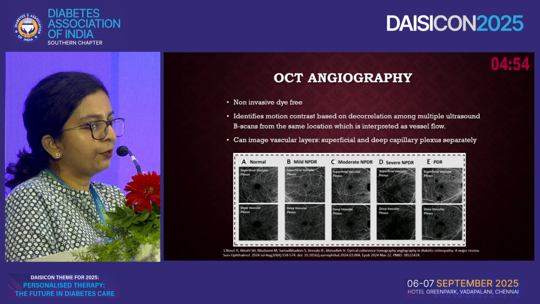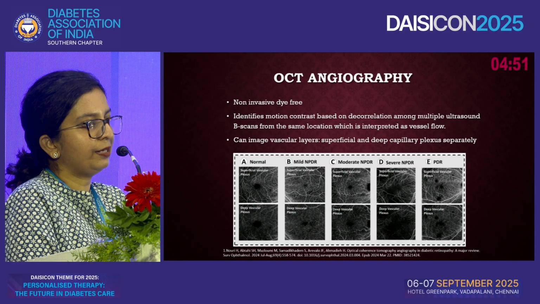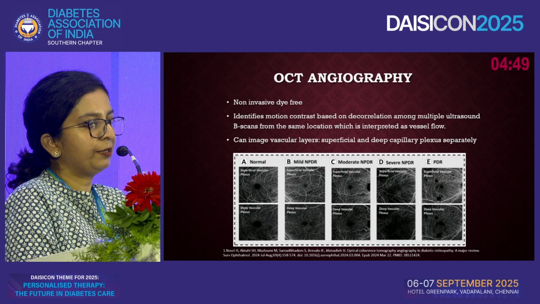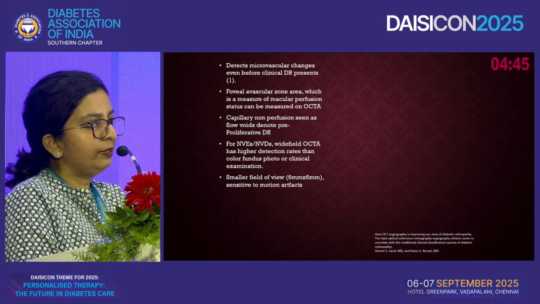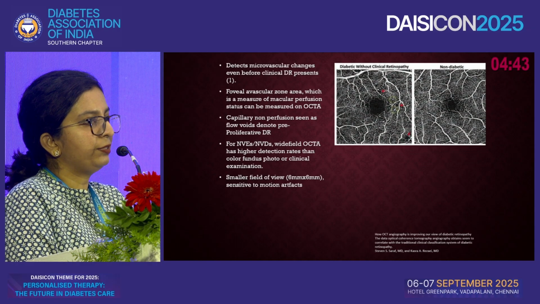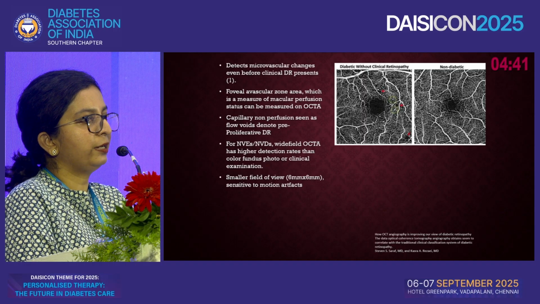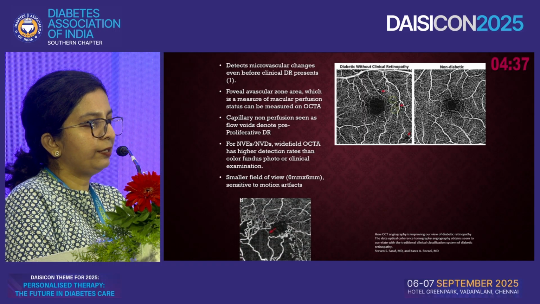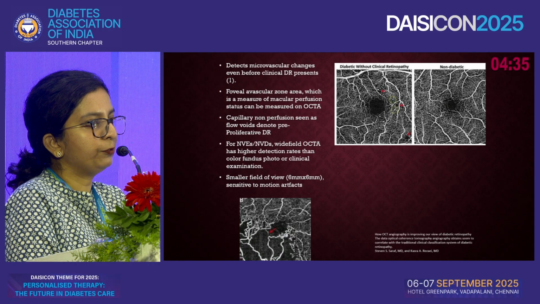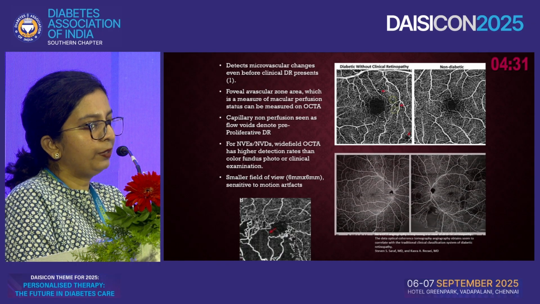So we can see the cross section or the cut section of various layers like the superficial capillary plexus and the deep capillary plexus separately in this. So this can help to detect microvascular changes even before the clinical retinopathy sets in, and we can additionally also see the ischemic status of the macula, that is any reduction in macular perfusion, and also for NVE.